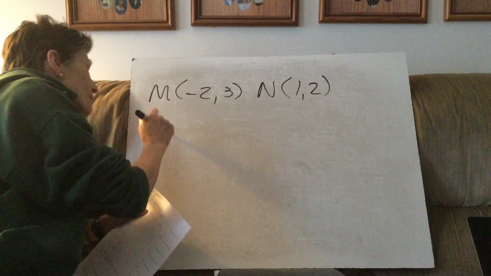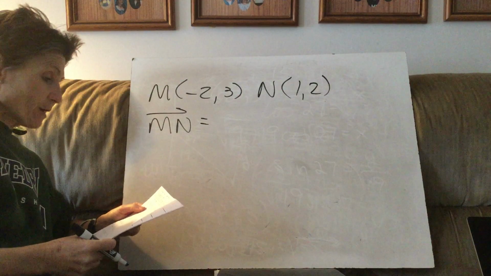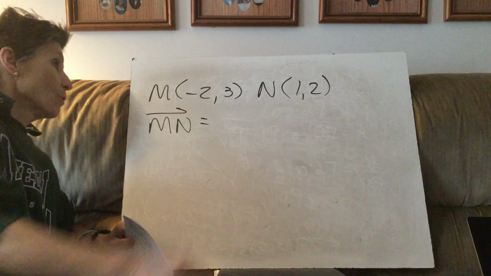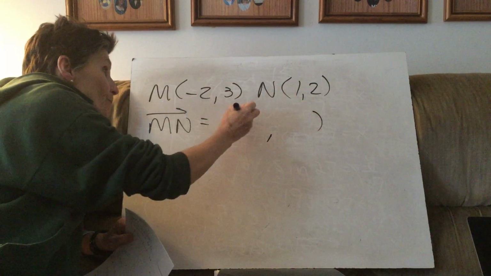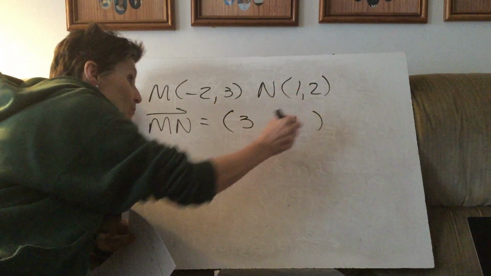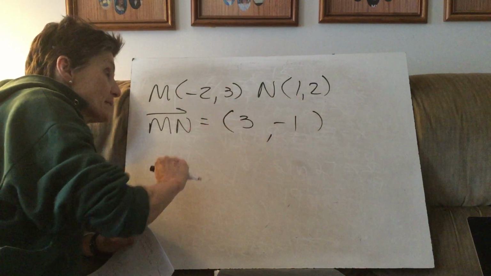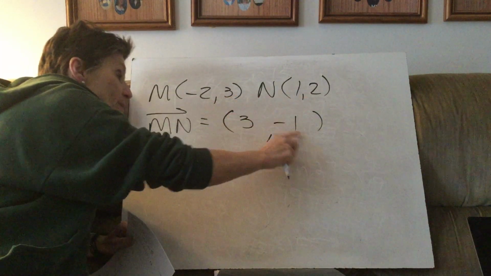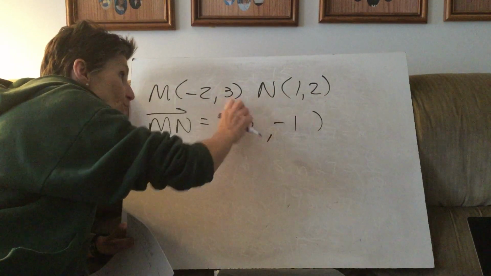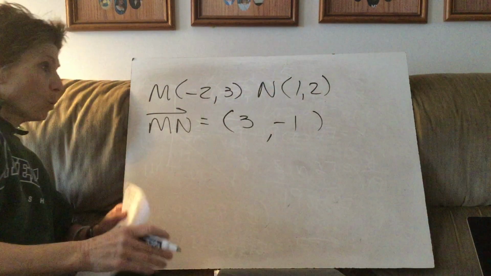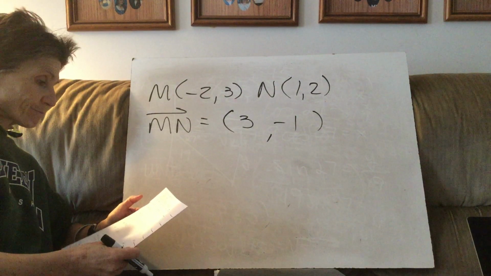In the most basic of all problems, we are finding the coordinates of vector mn. So from m to n, the coordinates of that vector are 3, -1. From -2 to 1 is +3 steps, and from 3 to 2 is -1 step, or 1 minus -2 and 2 minus 3. Those are the coordinates or the components of vector mn.